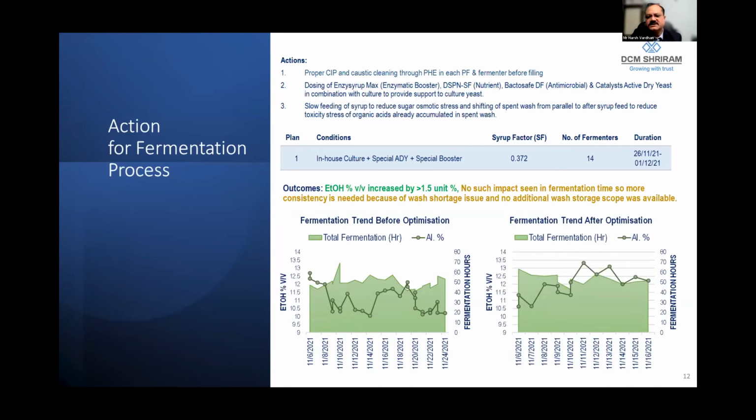So you can see in the graph, before optimization and after optimization, the total fermentation time got optimized. Although it still ranges between 48 to 50 hours, earlier it was very erratic. And alcohol percent in the wash, we were able to operate at 11 to 12%. Earlier it was ranging from 10% to 11%, not more than that.